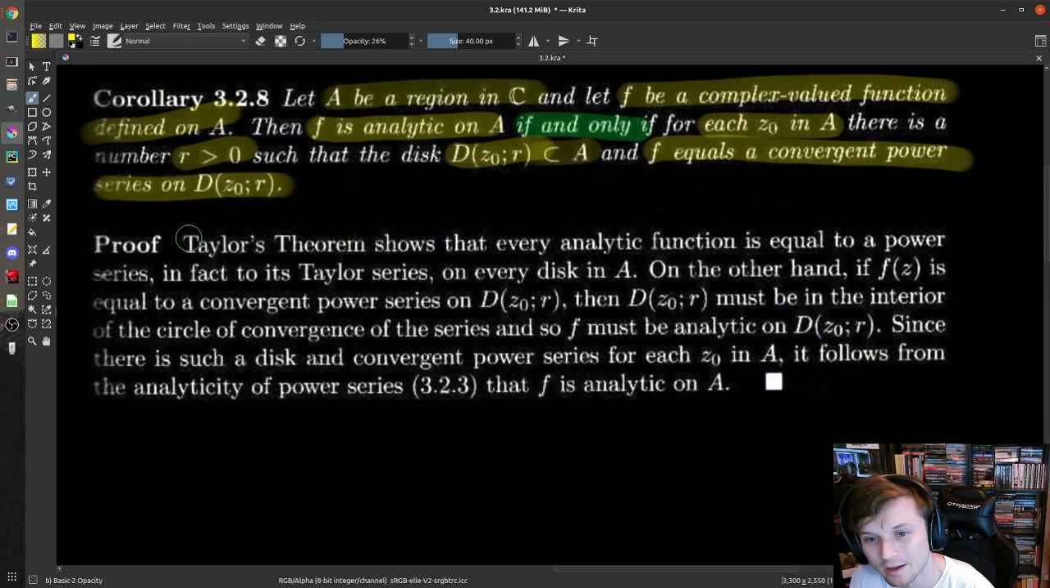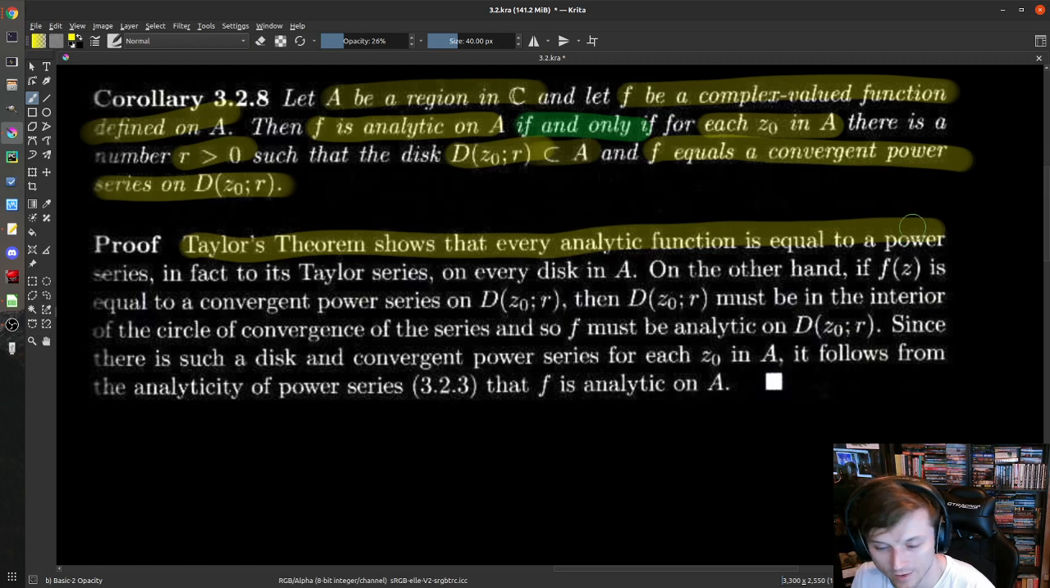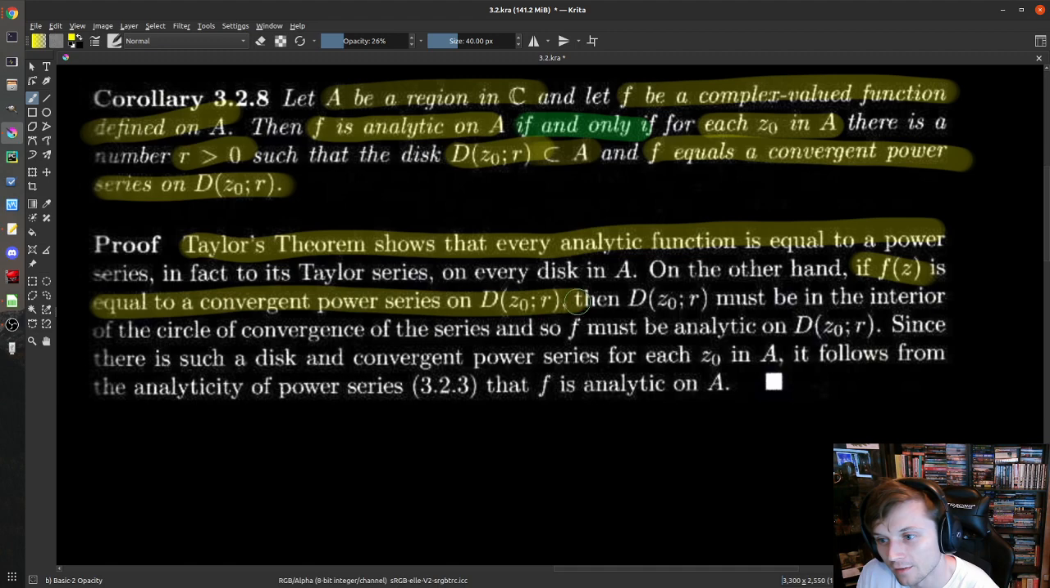So, proving this obviously, it's been on screen for long enough now that I'm sure everyone's read it. But Taylor's theorem, if you want to prove this, Taylor's theorem shows that every analytic function is equal to a power series. In fact, it's a Taylor series, obviously, on every disk in its domain of analyticity. Cool, easy. On the other hand, if f of z is equal to a convergent power series on a disk of radius r centered at z naught, then this disk centered at z naught of radius r must be in the interior of the circle of convergence of the series.